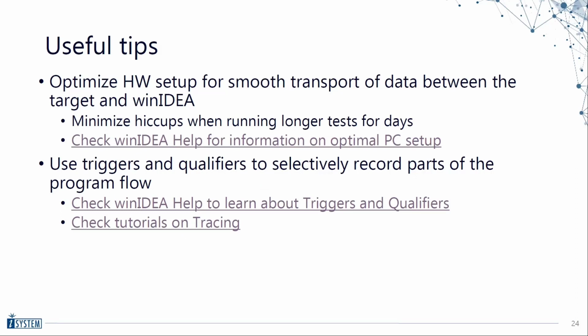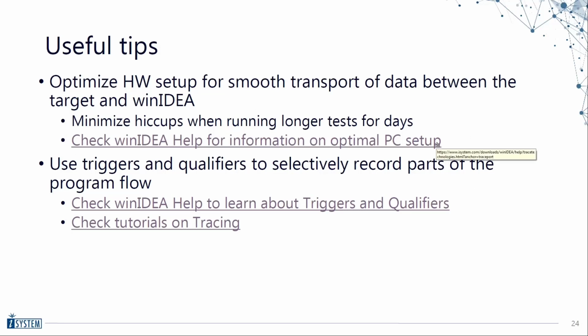Once you start integrating iSystem tools in your process, you will want them to perform as best as they can. And to do that, I'd like to share 2 tips with you. First, make sure that the data is streamed from the target to the PC without hiccups. There are many possible bottlenecks, from poorly designed target layout to poorly performing disk on your PC. If you're using a trace port and everything is optimized, it is possible to record a trace for days at a time. Tips on how to do that can be found in winIDEA help. I'll leave a link here.